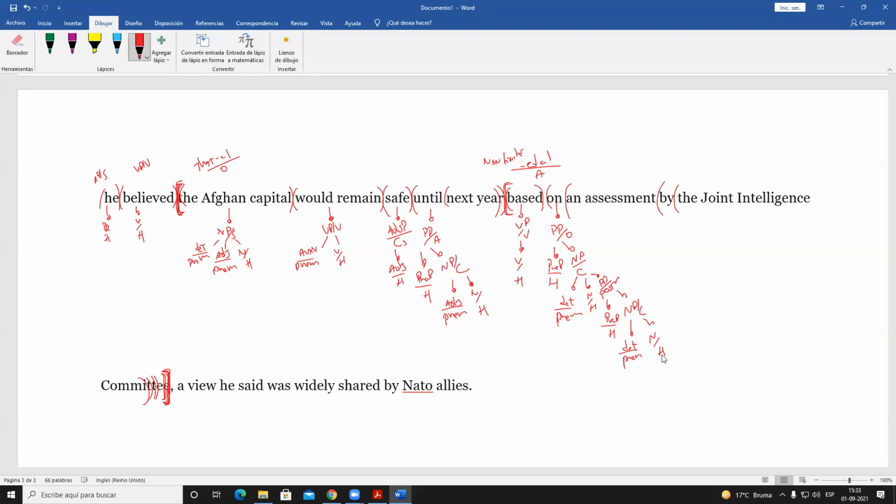El Joint Intelligence Committee es el noun head, ¿cierto? Sí, es solo un nombre y por eso tiene solo un lexema. Perfecto. Lo comprobamos por la presencia de las capital letters at the beginning. Claro.